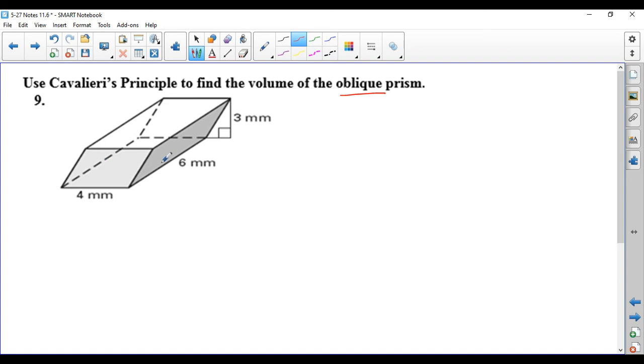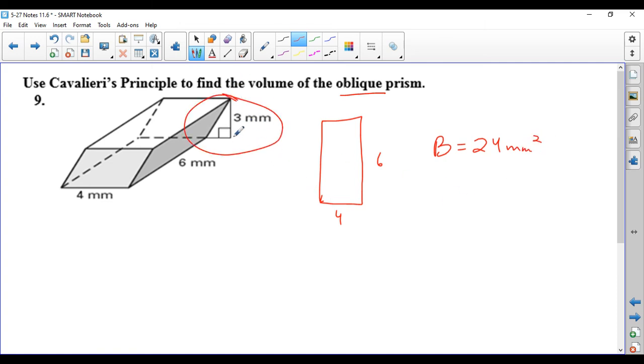Now, this base is a rectangle. Sometimes these diagrams are not the best drawn. The base is a rectangle that is 4 by 6. So the base area is 24 square millimeters. This is the height. We see it's perpendicular between the bases. So we're going to do base area times height to get a volume of 72 cubic millimeters.